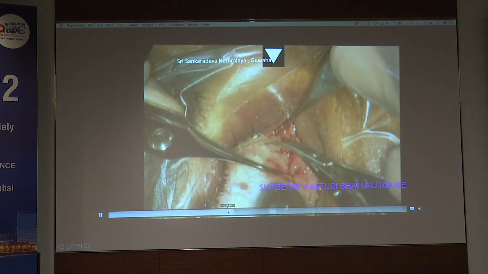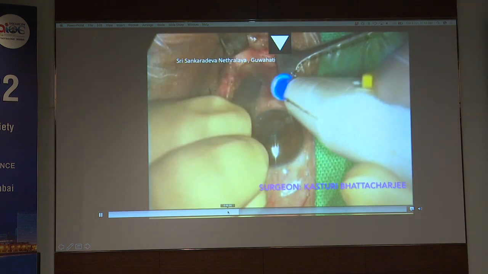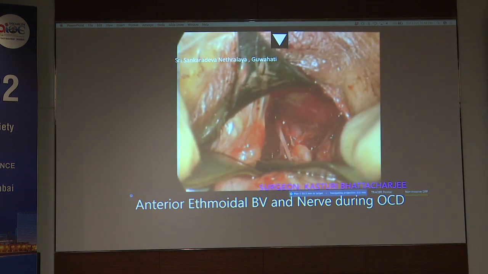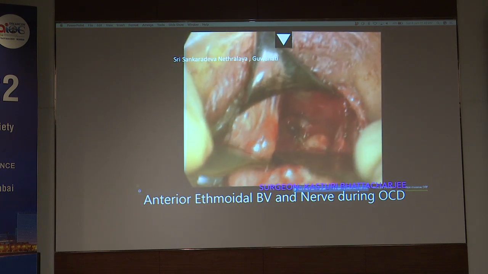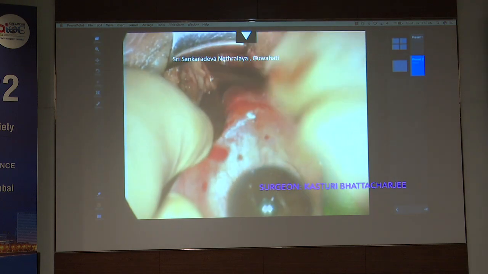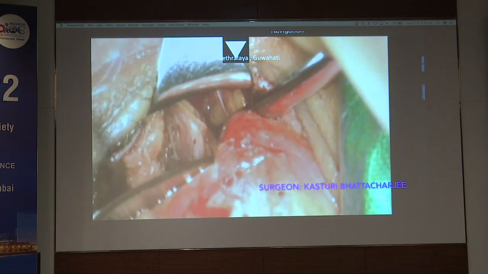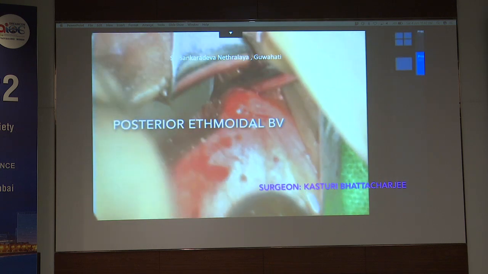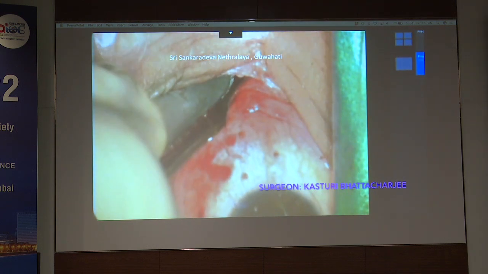So with this navigation, you can do a very minimally invasive transconjunctival approach, where you make an incision and go 24 millimeters and reach the anterior ethmoidal blood vessel. Here I'll put my navigation stylet and see whether I have reached a perfect plane. And once I go further, I reach the posterior ethmoidal blood vessel. I do not cauterize here because I know the optic canal is nearby.